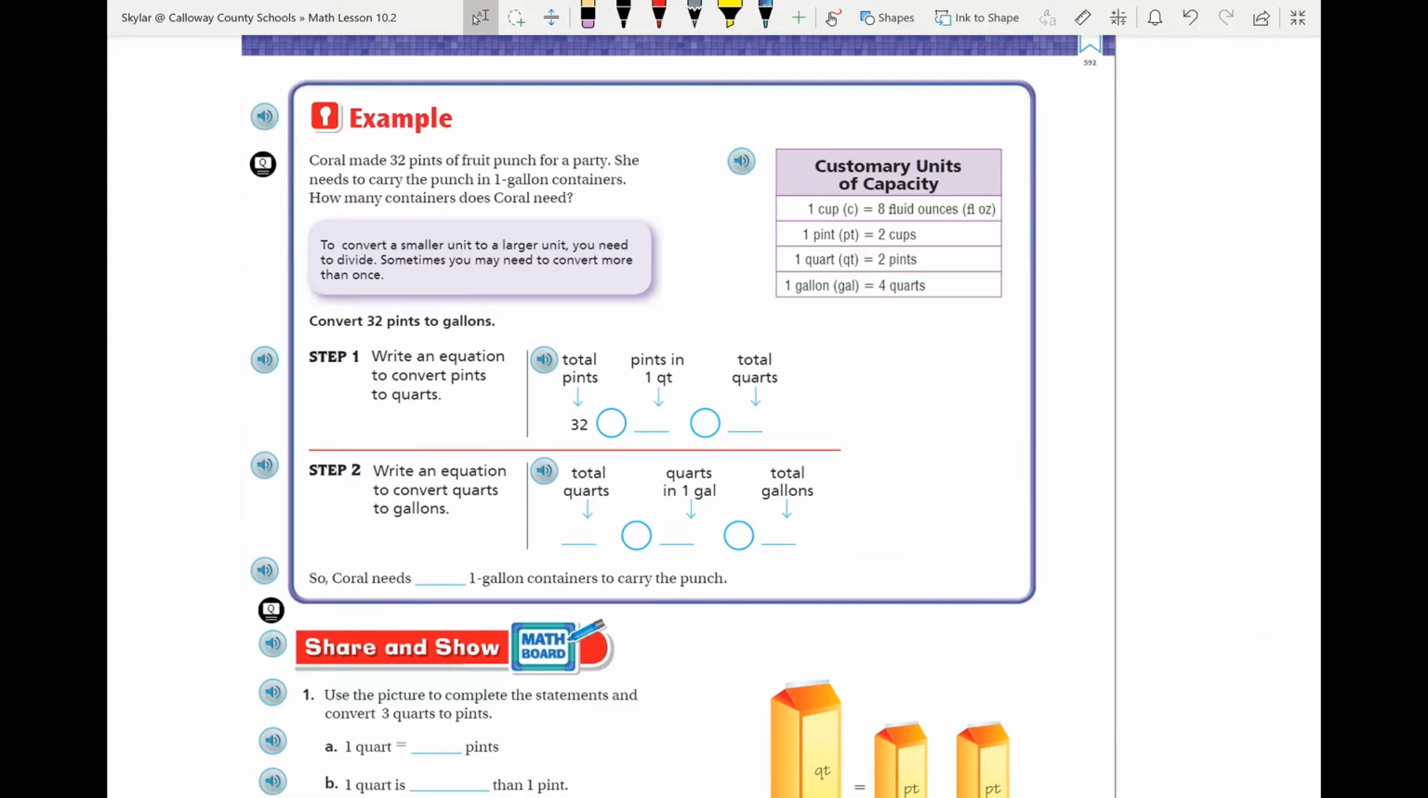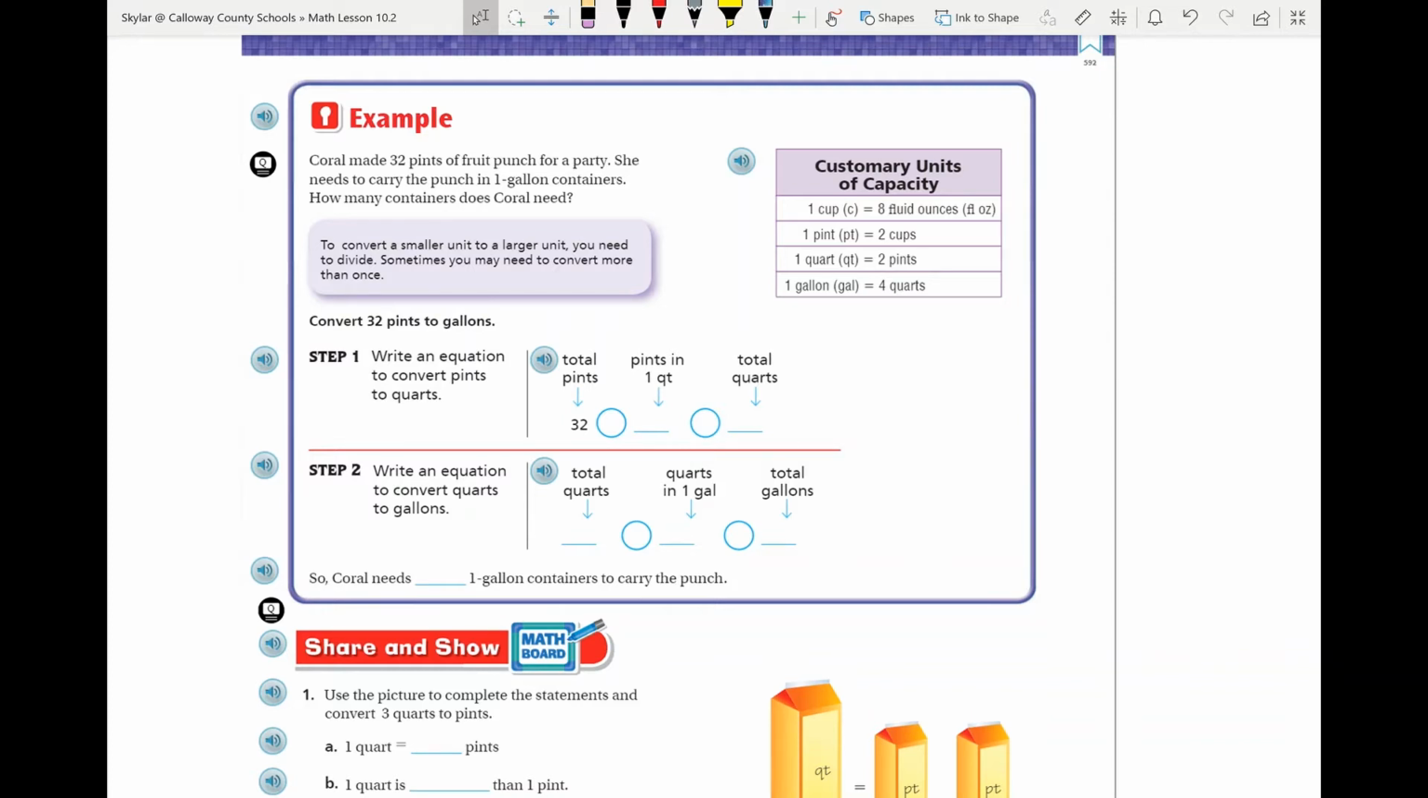So Coral made 32 pints of fruit punch for a party. She needs to carry the punch in 1-gallon containers. How many containers is she going to need? So there's a couple different ways we could do this. We could change those pints into gallons, or we could change the gallons into pints. A lot of times it's easier to take that bigger unit, the gallon, and turn it into a pint. But in this instance, we're trying to carry it in 1-gallon containers. So let's see how many gallons we're going to have if we have 32 pints.